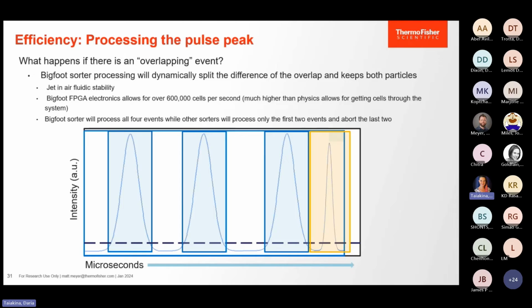So in this example, Bigfoot would process all 4 events, while other sorters would process just 3 events. That may not seem like a lot, 3 out of 4, but when you're processing millions and millions of events, that allows you to finish your sorting much faster and not use as much of your precious sample.